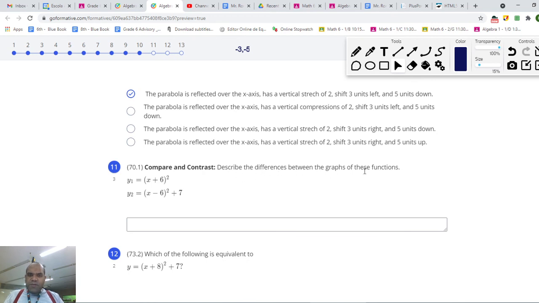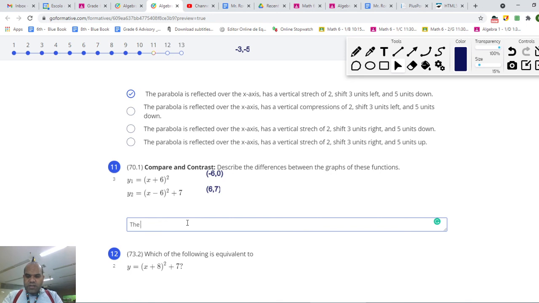Great. Compare and contrast this one. Describe the difference between the graphs of these functions. Guys, the first one, again, the vertex. The vertex here for y1, guys, is negative 6, the opposite, and 0. Here's the vertex. And the second one is 6 and 7. Let's compare right now, guys.